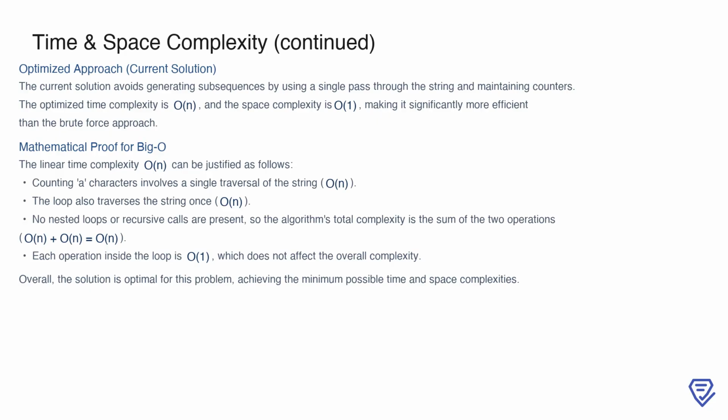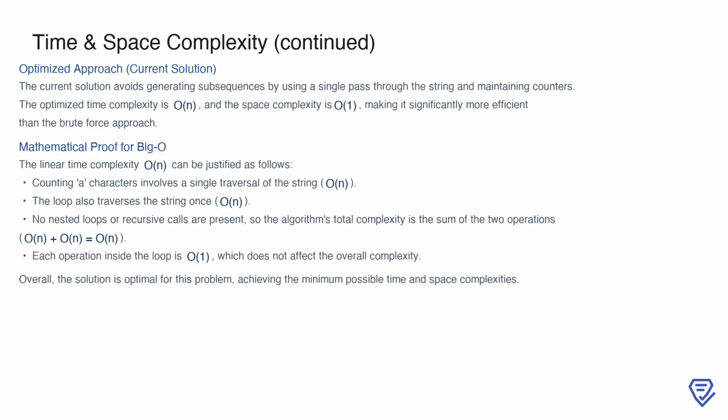This approach achieves a time complexity of O(n) and a space complexity of O(1), making it significantly faster and more space efficient than a brute force method. To mathematically confirm the linear time complexity, we note that counting the characters requires one traversal of the string, which is O(n). The subsequent for loop also iterates through the string once, contributing another O(n).